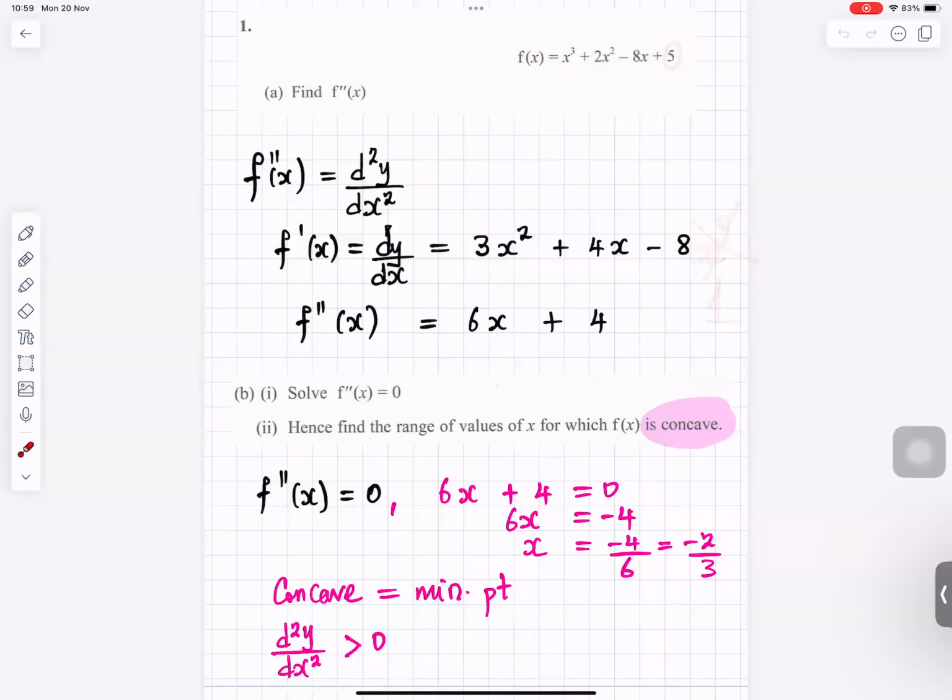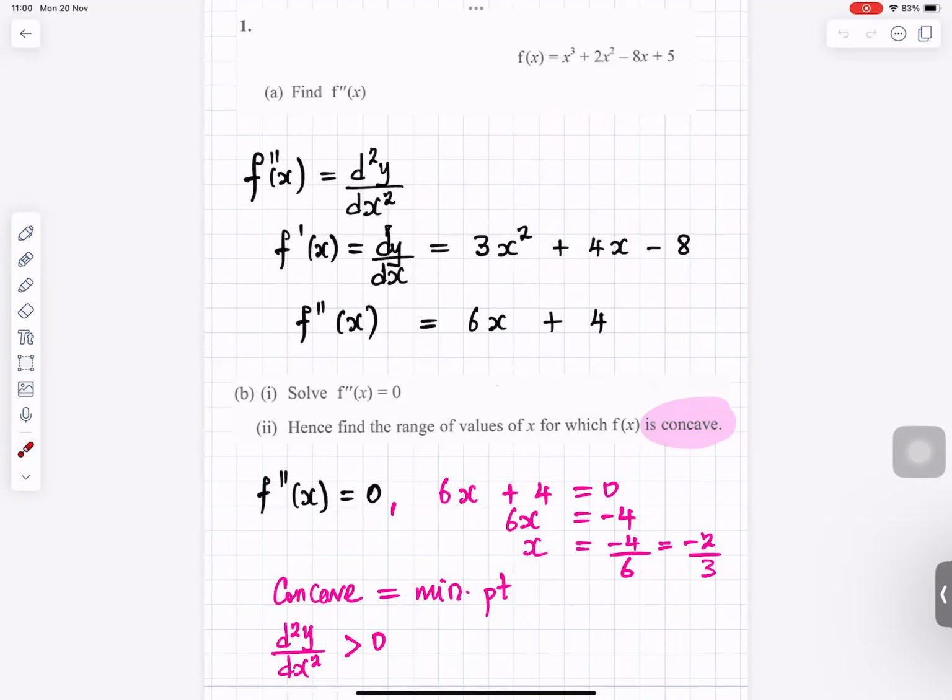5x, think of it as 5x to the power 1. Multiply by the power, 1 times 5 is 5, and the derivative of a constant is 0. Differentiate the second time. 3x squared becomes 6x, and 4x becomes 4. And that's all for part A.